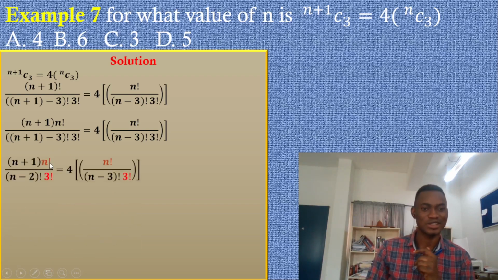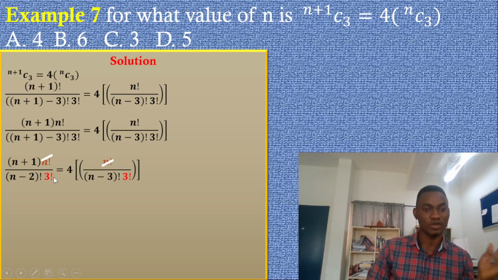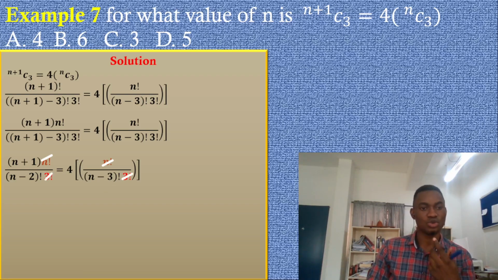Okay, as you can see, this n factorial can actually go with this n factorial. Then we have 3 factorial as the denominator of the left-hand side of our equation. Then we have 3 factorial also at the right-hand side, so they can as well cancel out. As you can see, we are reducing the factorials in the expression. So what do we have left? n plus 1 over n minus 2 factorial, equal to 4 into 1 over n minus 3 factorial.